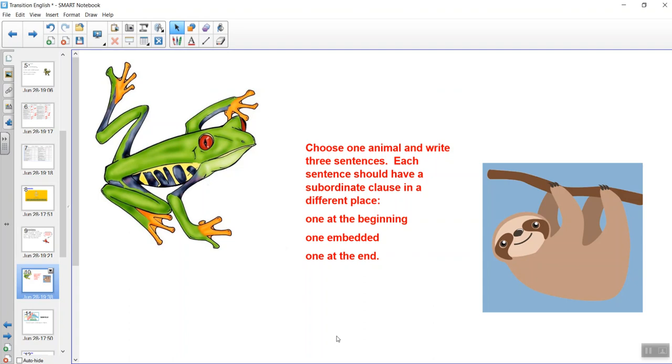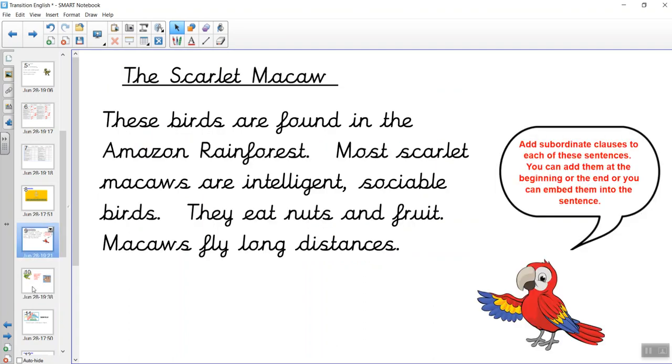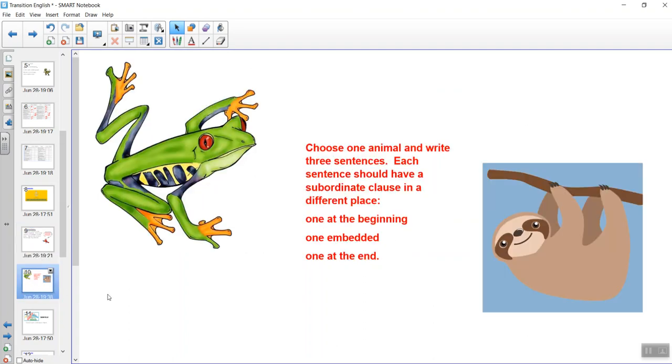You can choose what sentences you want to write and how you want to extend those sentences with subordinate clauses. And when you've done that, you can take a photograph of that and this activity too and email them to me. Tomorrow, we're going to look at the difference between a clause and a phrase.